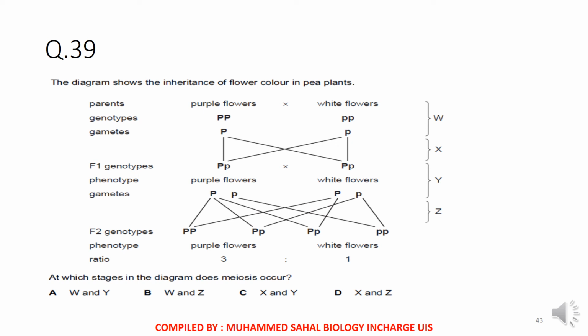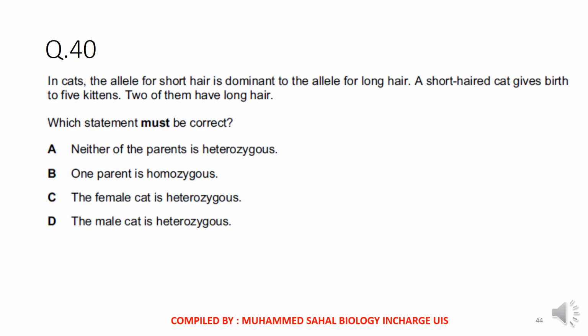The answer is A. In cats, the allele for short hair is dominant to the allele for long hair. A short-haired cat gives birth to 5 kittens. 2 of them have long hair. Which statement must be correct? The answer is C. On the next slide, the answers from question 31 to question 40 will be shown.